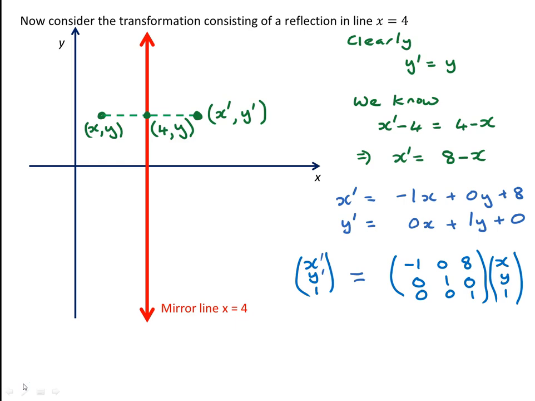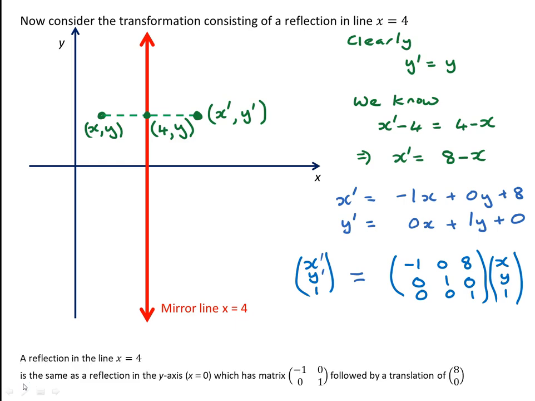And if we like, we could also regard this matrix as being the matrix for a reflection in the y-axis, which we know has got matrix minus 1, 0, 0, 1, followed by a translation of 8, 0. So in other words, we've seen that a reflection in the line x equals 4 is the same as doing a reflection in the y-axis and then following it up by a translation of 8, 0.